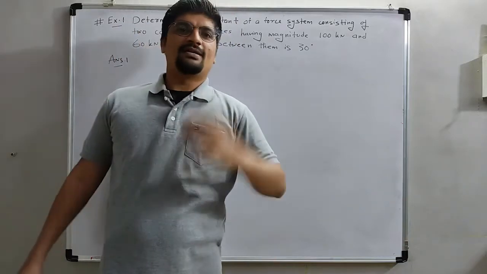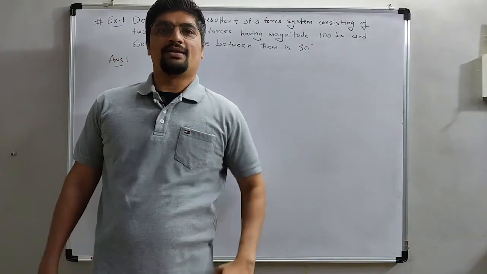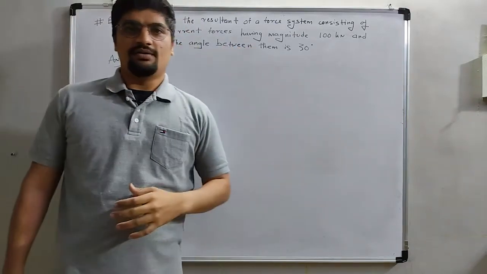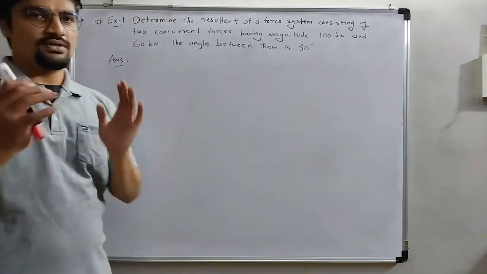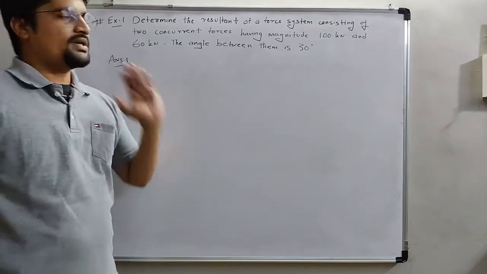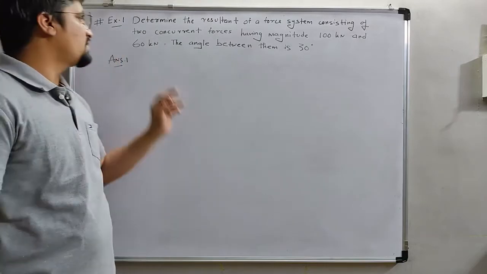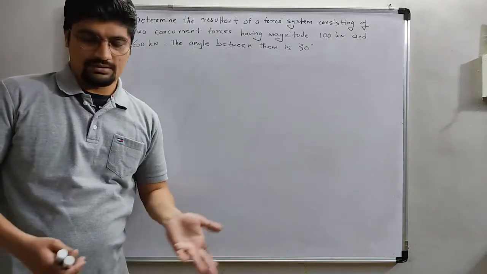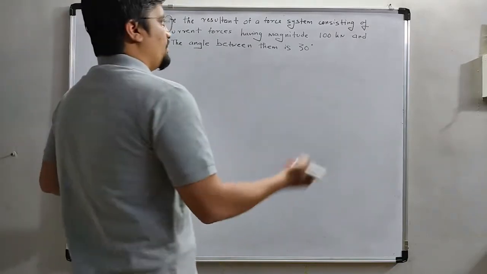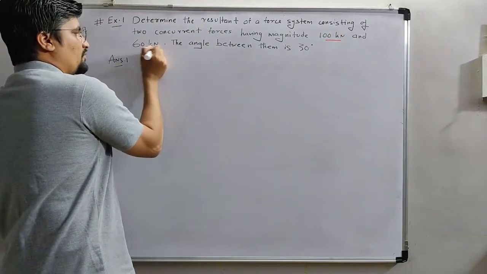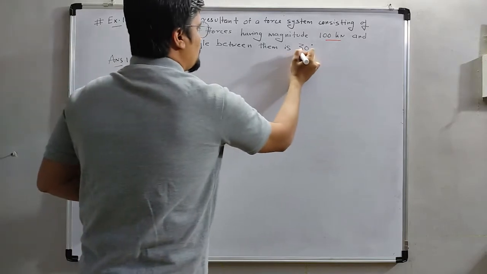Taking one simple example related to the law of parallelogram. Here the question is given. In this question it is written: determine the resultant of a force system consisting of two concurrent forces having magnitudes of 100 kilonewton and 60 kilonewton. The angle between them is 30 degrees.